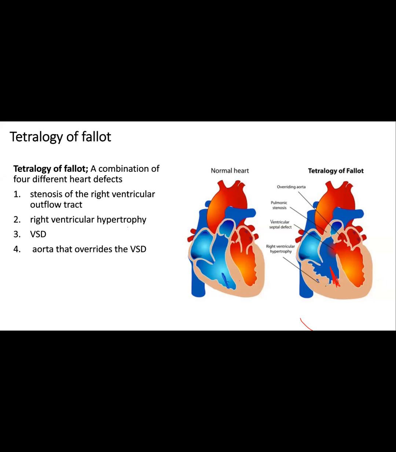So basically, the first defect of tetralogy of Fallot is narrowing of the pulmonary artery valve, the stenosis. And in response to this, the right side of the heart, the cardiac myocytes, undergo hypertrophy so their contraction force increases, so the blood can flow through this stenosis.